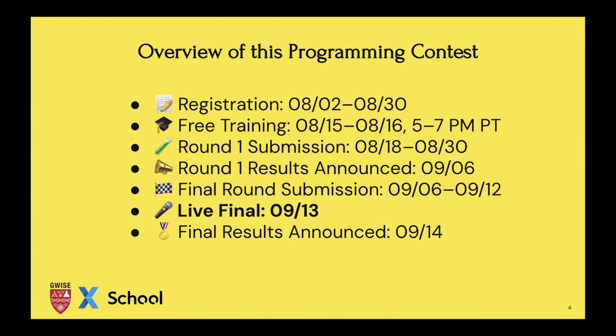Okay, so just a brief overview of how this entire program went: we had registration early in August. We had free training by XCamp Academy, which was excellent because I attended it myself. We had the first round of submissions from August 18th to August 30th, and we announced the results on September 6th, with a final round submission from the 6th to the 12th. And finally, we're here. We've reached the finale, and I hope you all enjoy the results of this programming contest.